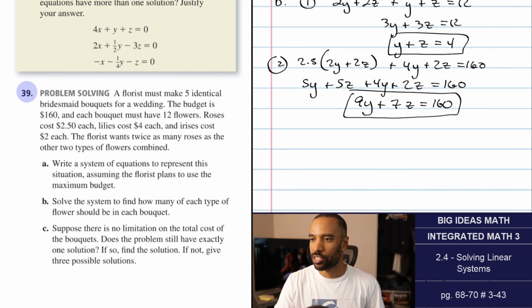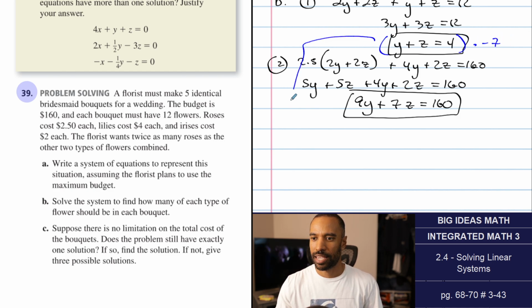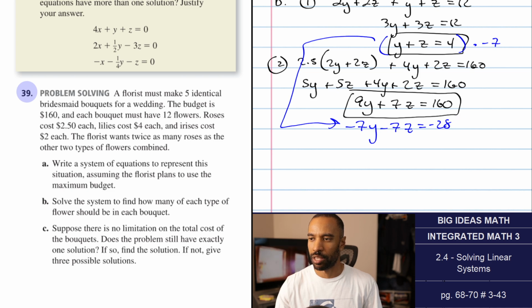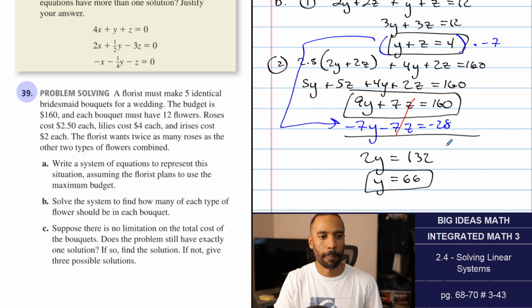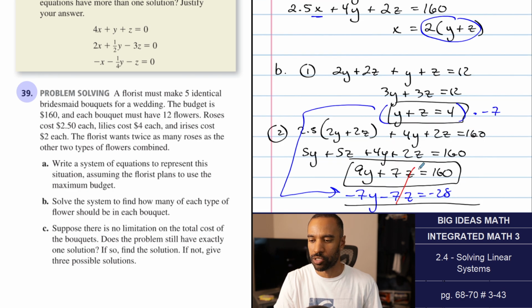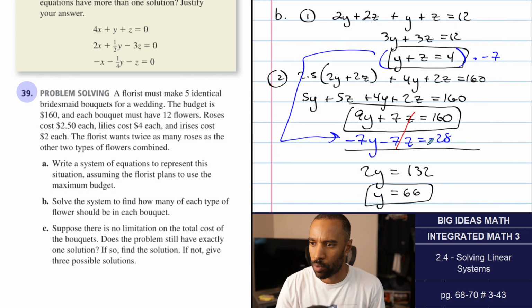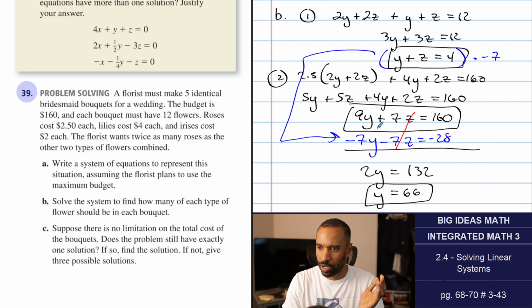Now if I take the top equation right here and multiply, say, by -7, then I can put -7y minus 7z equals -28 and eliminate z to solve for y. So z's eliminate here, I get 2y equals 132, and that'll be y equals 66. That looks way wrong because x plus y plus z equals 12. That looks way wrong. I might have to pause and look back at what I did wrong there.